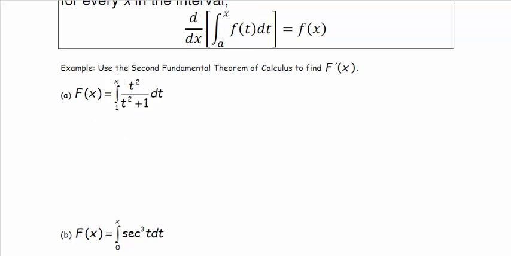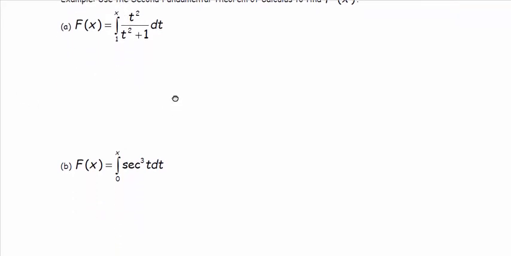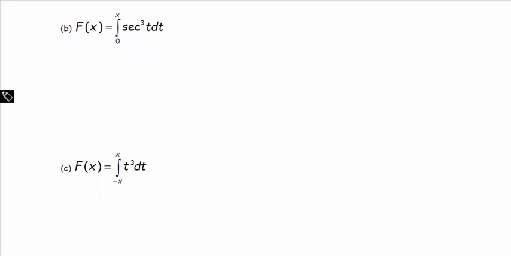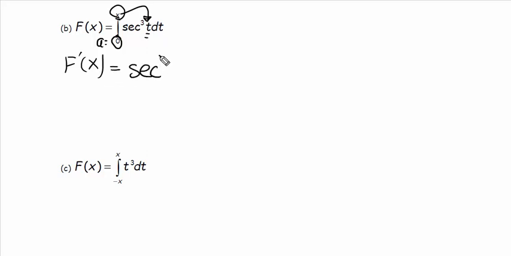Alright, let's try another one. Here we go. This is going to be f prime of x. Now, see how f of x is the integral from 0 to x? It's a number a to just x. That means we're just going to substitute the x right in for t to find the derivative. So that's secant cubed x.